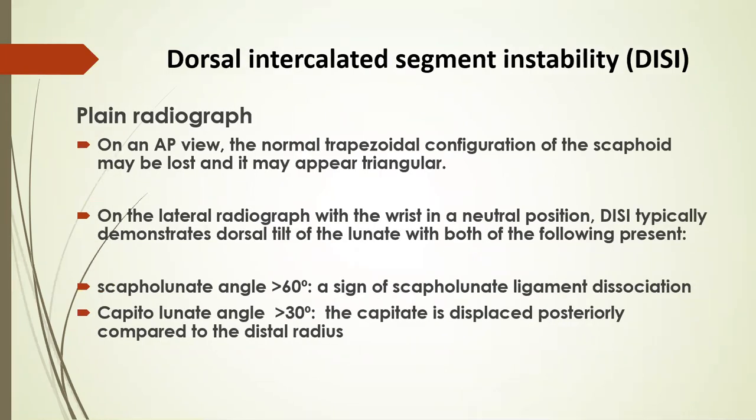On plain radiograph, on AP view, the normal trapezoidal configuration of the scaphoid may be lost and it may appear triangular. On lateral radiograph, with the wrist in neutral position, dorsal instability typically demonstrates dorsal tilt of the lunate with both of the following: scapholunate angle more than 60, a sign of scapholunate ligament dissociation, and capitolunate angle more than 30. The capitate is displaced posteriorly compared to the distal radius.